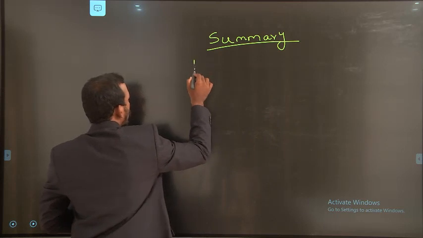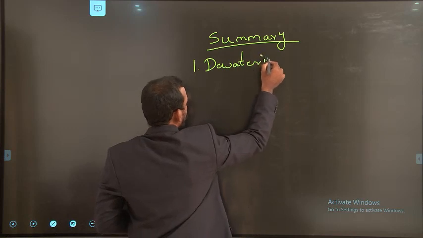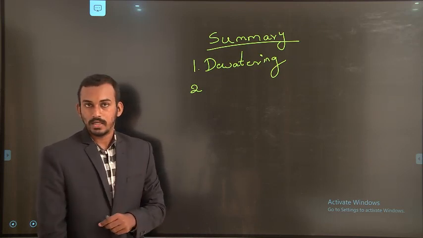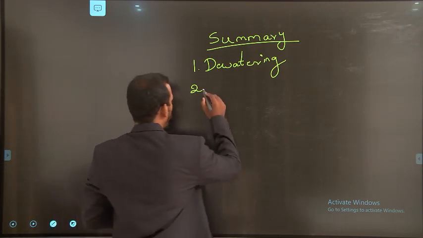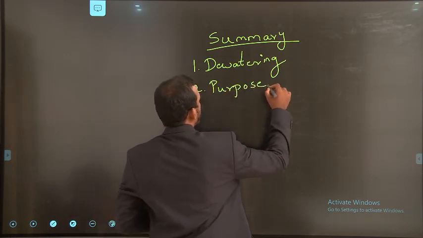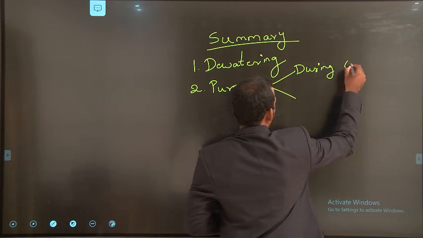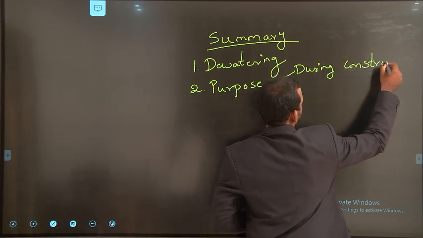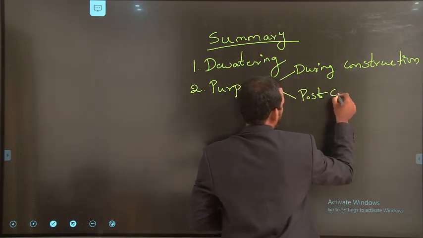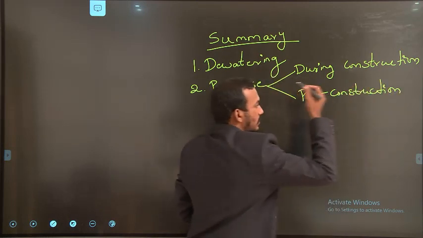And coming to the summary, the first point that we learned in today's class is what is dewatering. Dewatering is the process of removal of water available in our site through various methods. And the second one is the purpose of dewatering. It is divided into two types: during construction, and the second one is post construction, that means after the construction work is over. So we have completed the purpose of dewatering in these two cases.